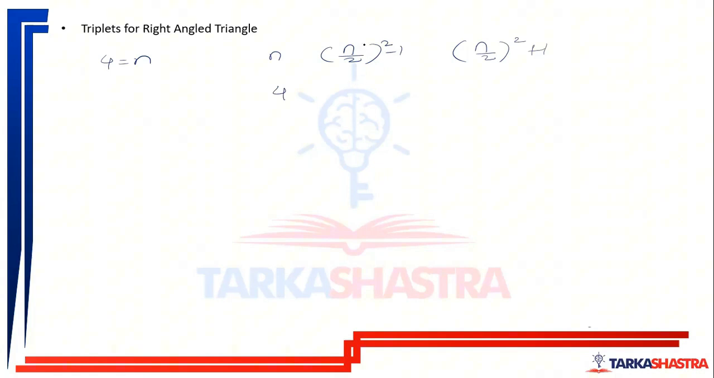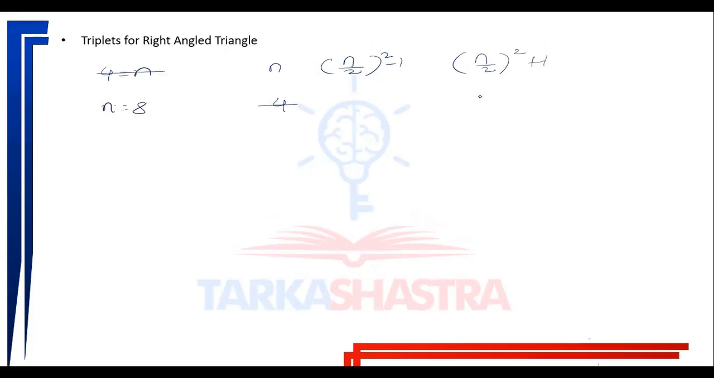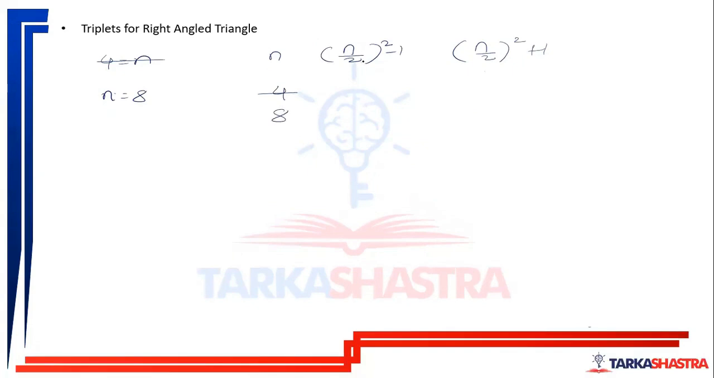Okay, (n by 2) whole square minus 1, 4 by 2, 2 square minus 1. No, this does not fit here, sorry, my bad. If I take n equals 8, then n by 2 is 8 by 2, which is 4, 4 square minus 1. So 16 minus 1 would be 15 and 16 plus 1 would be 17.